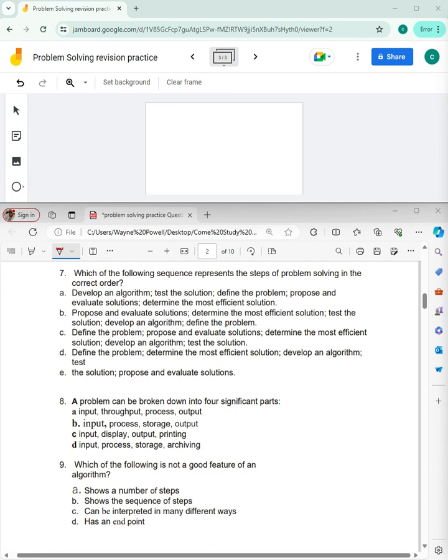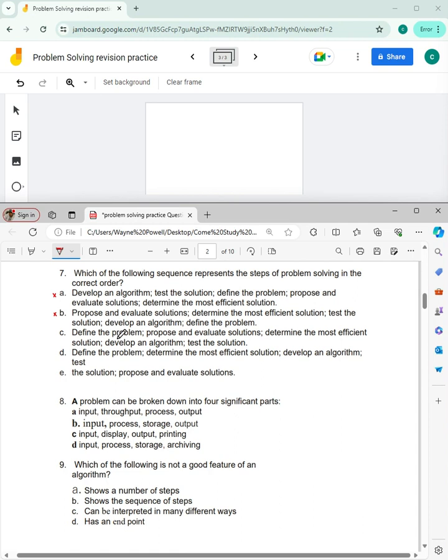We develop an algorithm? No, we don't develop an algorithm first. Propose and evaluate solution? No. Define the problem. Now we're talking. Define the problem. But C and D have defined the problem. So which one is it?